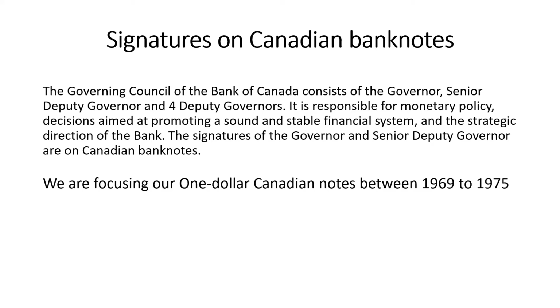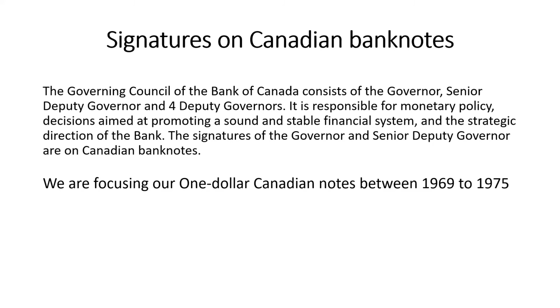So one of the things with banknotes is they're signed and endorsed. The governing council of the Bank of Canada consists of the governor, senior deputy governor, and 4 deputy governors. It is their responsibility for monetary policy, decisions aimed at promoting a sound and stable financial system, and the strategic direction of the bank. So pretty big deal.